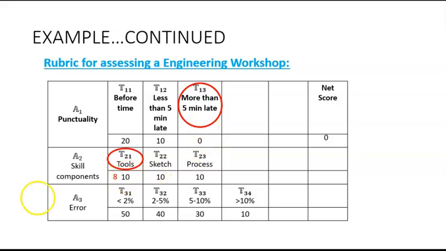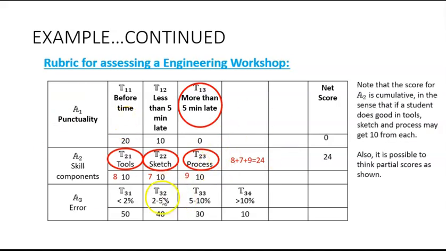What is cumulative you will know. For example, that student can draw the sketch of the tools and the workpiece not so well. You may want to assign a score of 7. Similarly, if the student can specify the process reasonably well, very well, then a partial score of 9. Your net score, 8 plus 7 plus 9, is 24. That is what you enter here. So the A2 attribute is a cumulative attribute where you can assign partial score.